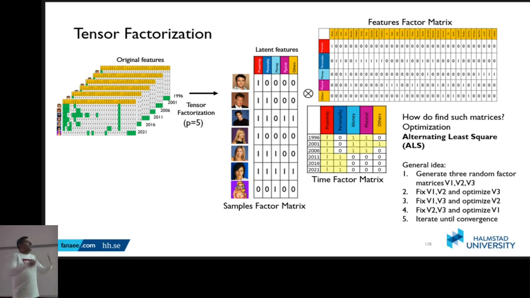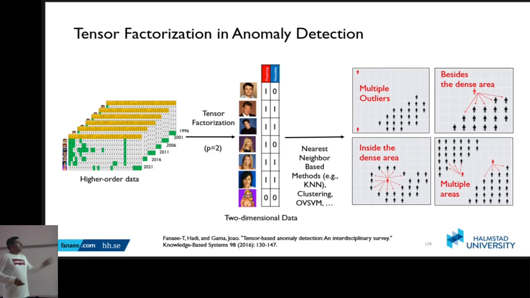The general idea is that you generate three random factor matrices, you fix two matrices and optimize for the third one. Then you fix the other two and optimize for the other one, and iterate until convergence. So this is the basic idea of how we use tensor factorization in anomaly detection.